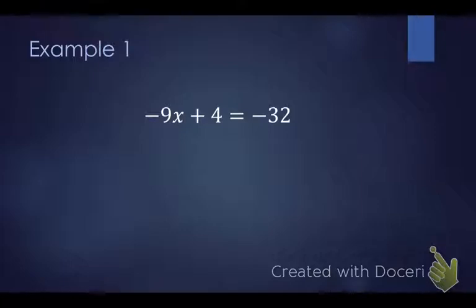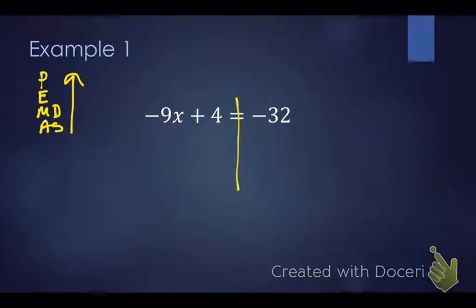All right, so we have negative 9x plus 4 equals negative 32. And just as a reminder, when we do any multi-step equations, we follow the order of operations backwards. That's really important. Remember, we go backwards, so we go from the bottom to the top. We're going to solve an equation like we've always solved an equation, which is draw a line through the equal sign.